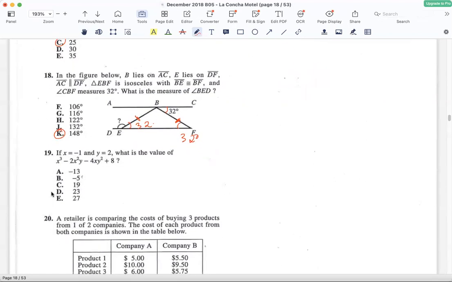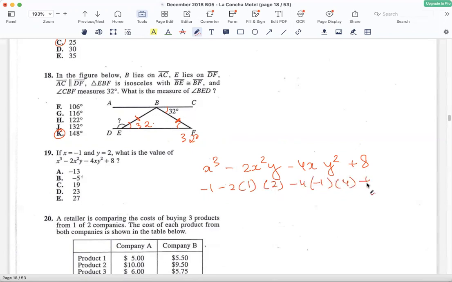If x is minus 1 and y is 2, what is the value of x cube minus 2x square y minus 4xy squared plus 8? So x cube is minus 1, x square is 1, and y is 2. x is negative 1 and y square is 4, plus 8. Minus 1 minus 4 plus 16 plus 8. 24 minus 4, 20 minus 1, 19.